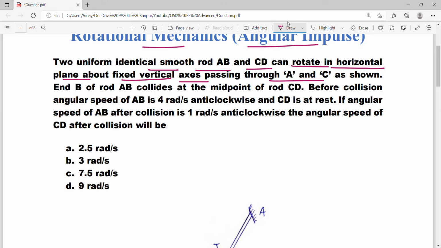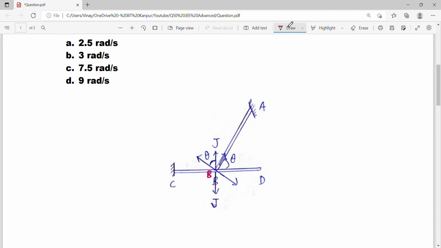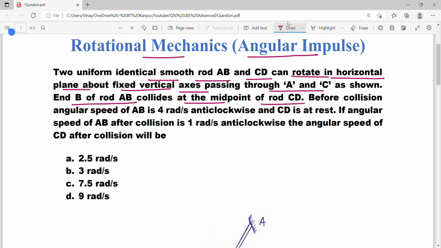End B of rod AB collides at the midpoint of rod CD. So let's just see. This is the end B of rod AB, which collides with the middle point of CD. This is CD, and this is the middle point of CD. Here it collides, okay. Before collision, the angular speed of AB, let's call it omega AB initial, is equal to 4 radian per second, in anticlockwise direction. Omega AB final, after collision, is 1 radian per second.